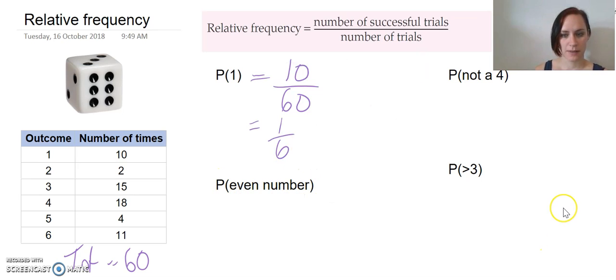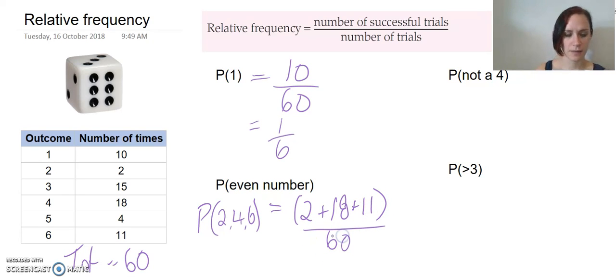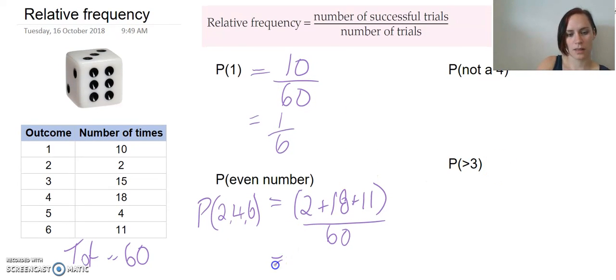Now let's find the probability of getting an even number. An even number in this case would be the probability or the relative frequency of getting a 2, a 4, or a 6. So we have to look and add them all up. So we've got 2 here, we have to add in the 18 for the 4 and add in the 11 out of our 60 there. So we've had to add up all the possibilities that were correct in the trial. So what have we got? 2 plus 18 is 20, so we've actually got 31 here. So it would be 31 out of 60 there.